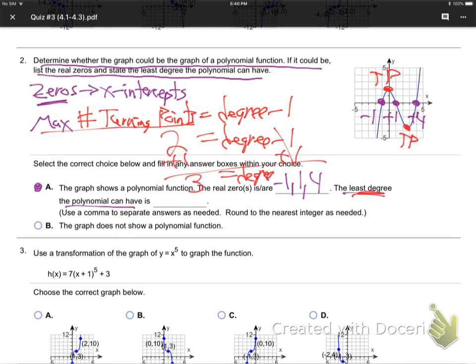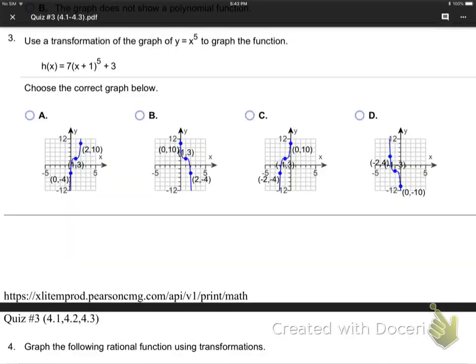The degree is 3 or more. The degree must be 3. That's why they say it's the least degree. The degree can be 3 or more. If the degree is 3 or more, then it would have 2 turning points maximum. There we go. So here we are with number 3.